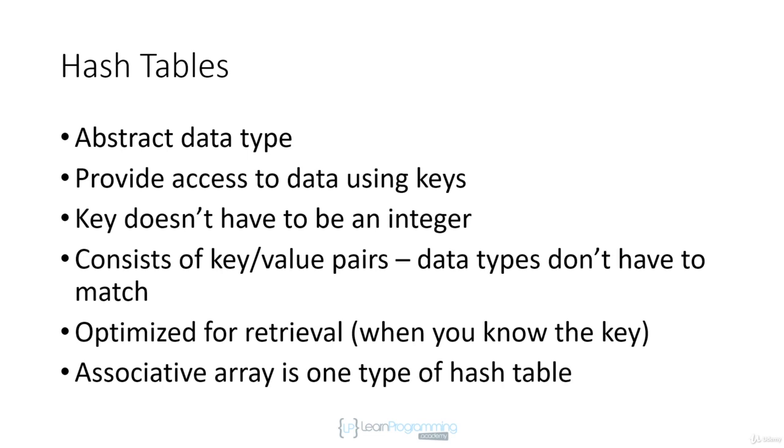Now, the key value pairs, the data types don't have to match. So as you'll see, we'll use a string as a key to retrieve employee objects. We're going to use the last name of the employee as the key. And so hash tables consist of key value pairs. They're optimized for retrieval, and they provide direct access to values in the table using keys. Now, another word for hash table, they're also known as dictionaries, maps. If you've ever used one of the map classes in Java, you're working with a hash table, lookup tables, and as I said, associative arrays.